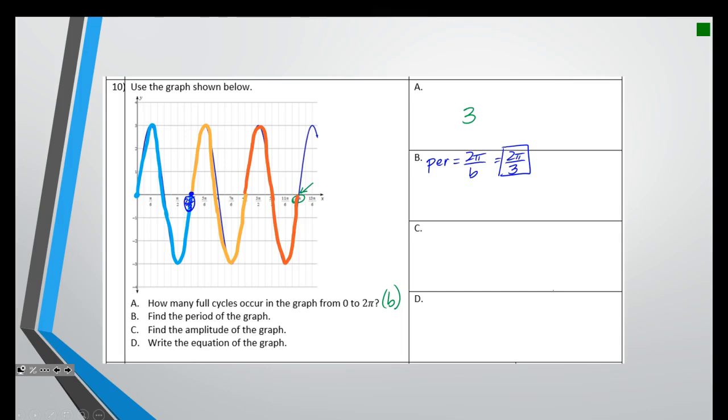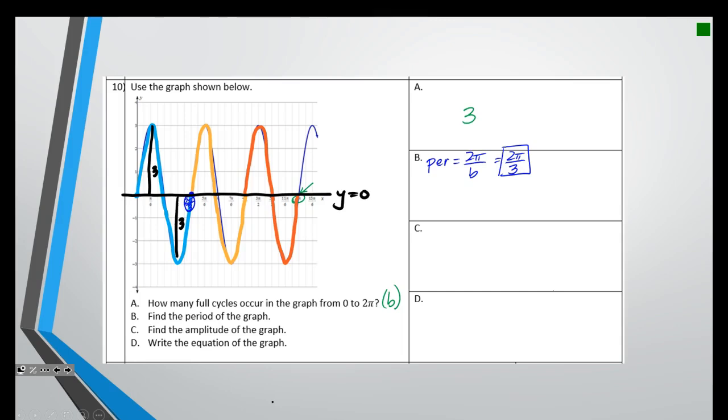Part C is asking us to find the amplitude of the graph. So there are 2 ways to do this as well. If you can just look at the graph and see that the midline looks like it's at 0, so I'm going to draw that in. So midline is at 0, and from the midline you're going up 3 and down 3. So that would be the first way to figure out that the amplitude is 3.